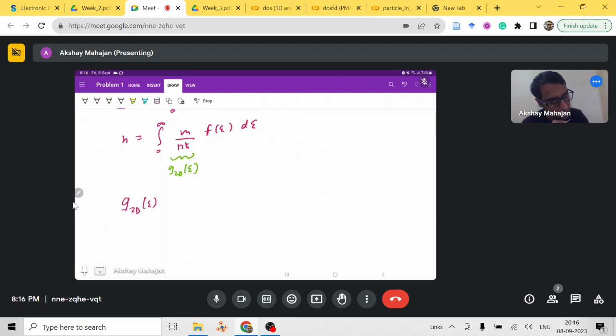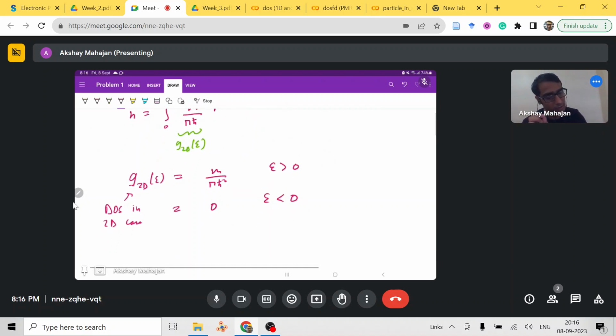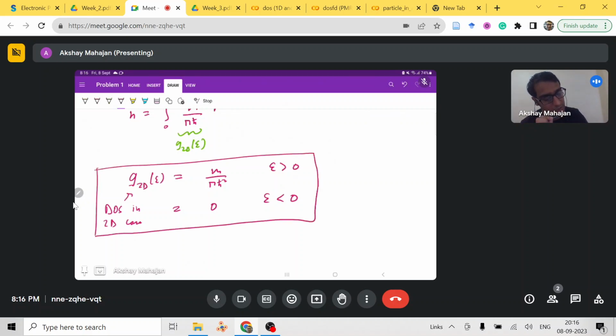the two-dimensional density of states in the 2D case. That will be equal to m upon pi h bar square for epsilon greater than 0, and this will be equal to 0 for epsilon less than 0. Right? This is our answer. This is what we have to prove. And like this, it is constant. The density of states is constant, and this is the constant value m upon pi h bar square.